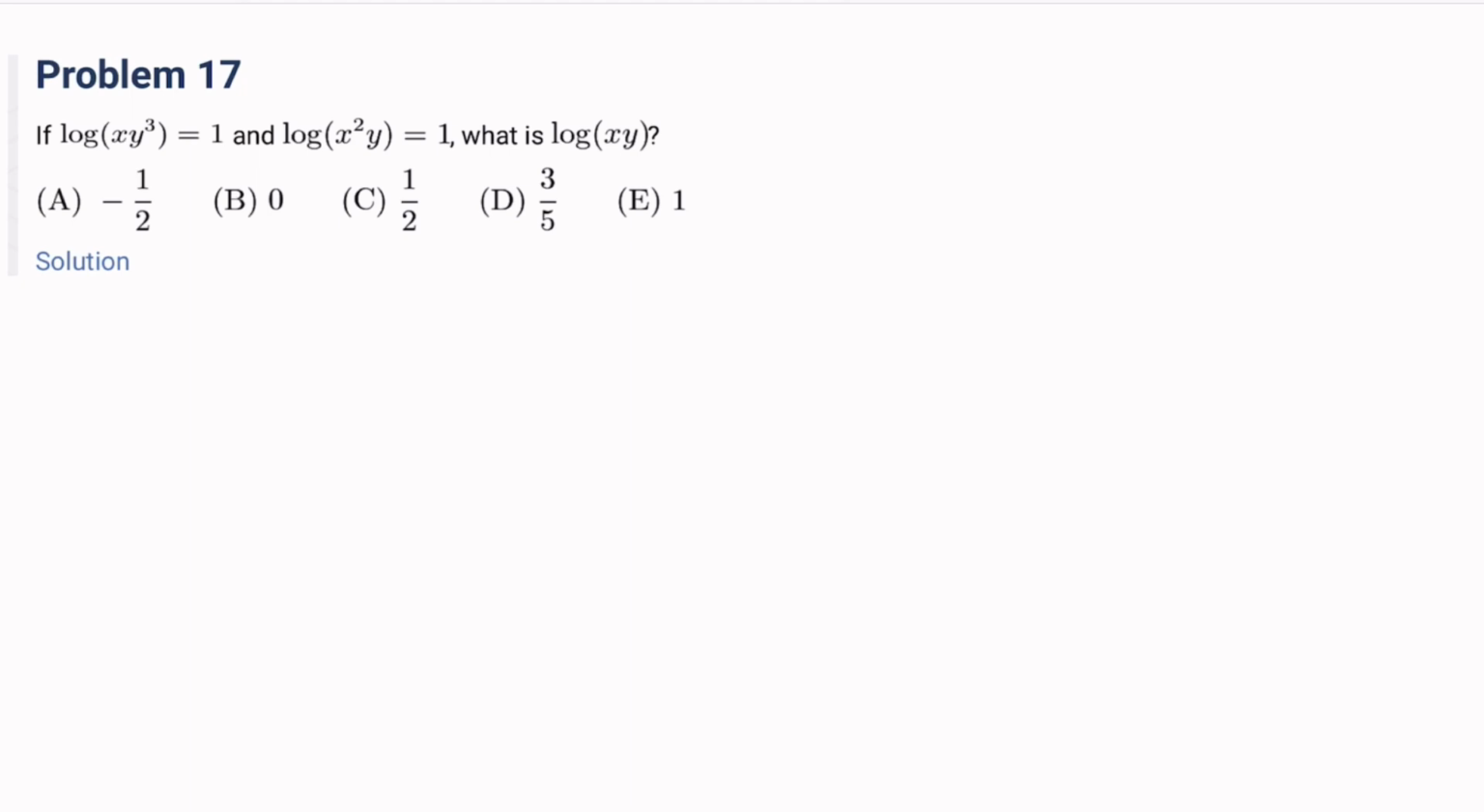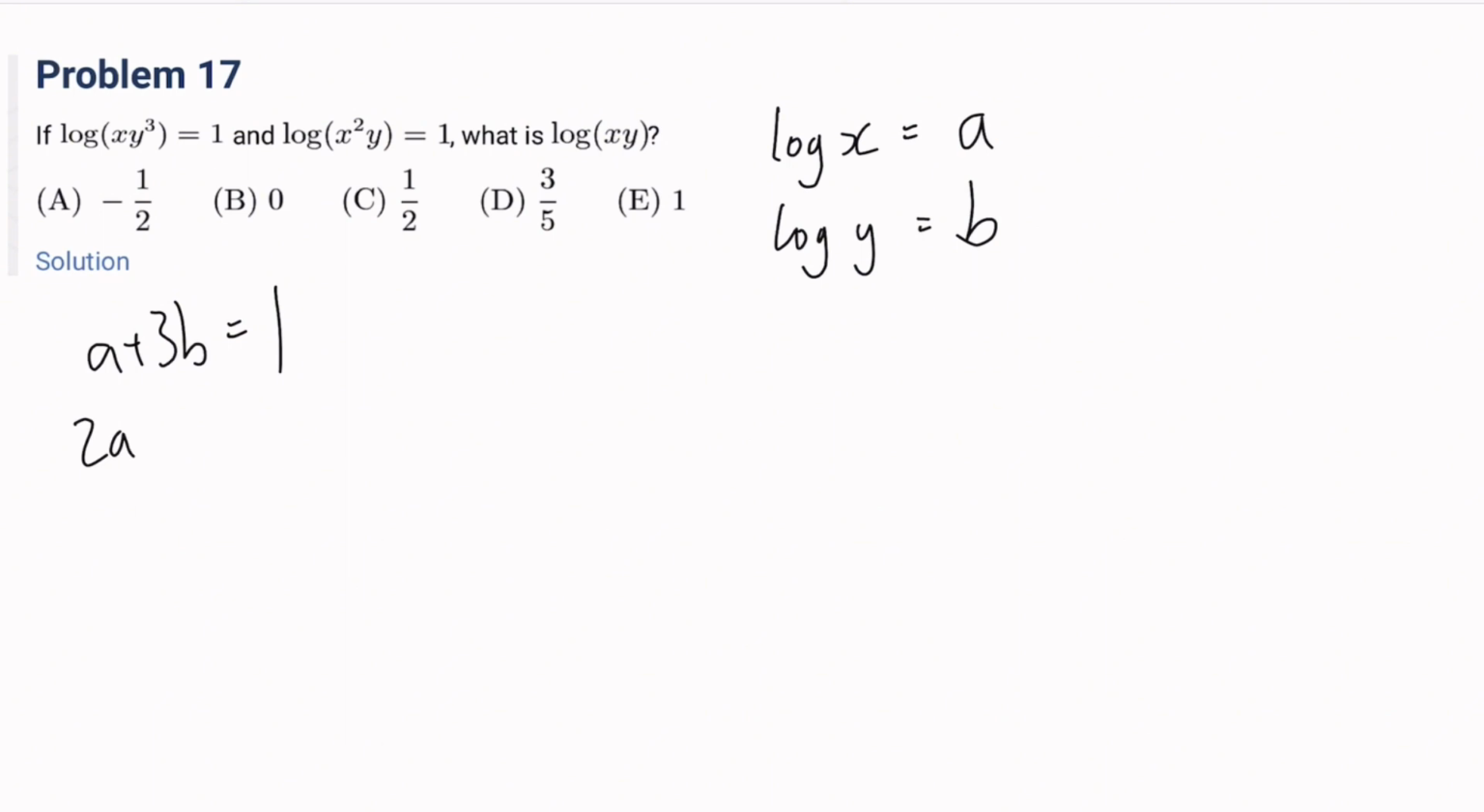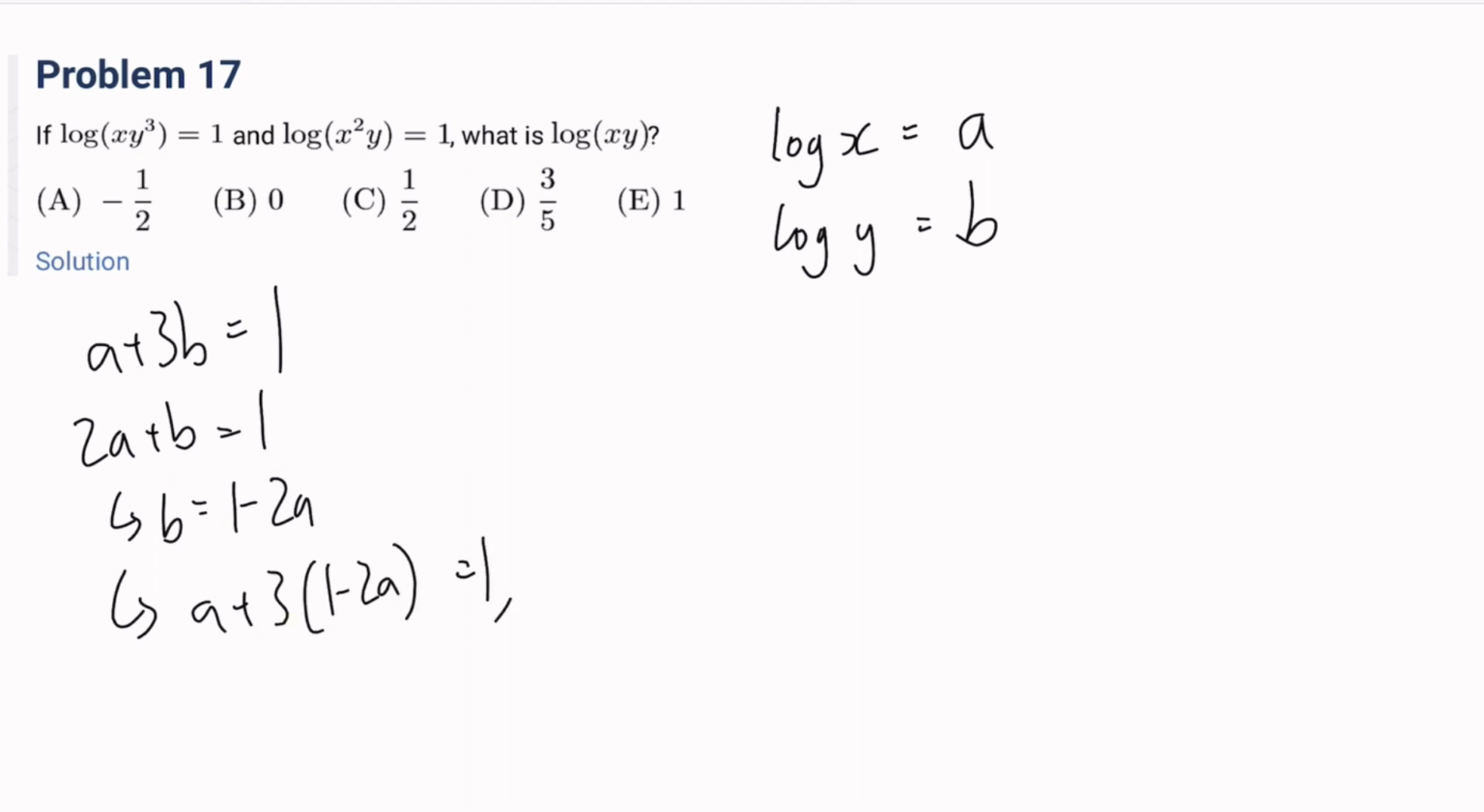So let's say that log x is equal to a, and log y is equal to b, right? Then log xy cubed would be a plus 3b, and this would be equal to 1. And for this one, it will be 2a plus b equals 1. Right, and so from here we can say that b equals 1 minus 2a, and if we substitute that in, then we get a plus 3 times 1 minus 2a is equal to 1. So a minus 6a, which is negative 5a, plus 3 equals 1. So sorry, this plus 2 equals 0. So that means 5a equals 2.